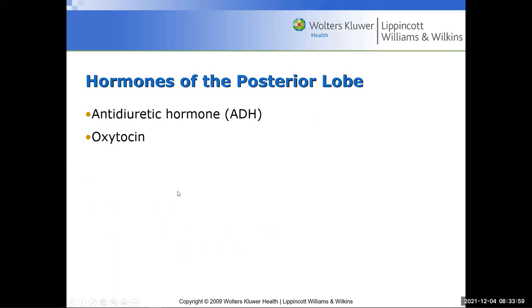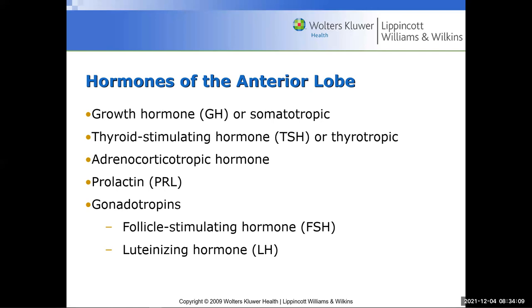In terms of the posterior lobe, you have ADH and oxytocin. All right. So remember, going to see the movie Tag, it's rated PG: thyroid stimulating, adrenocorticotropic, and gonadotropins, and then the PG will stand for prolactin and the growth hormone.